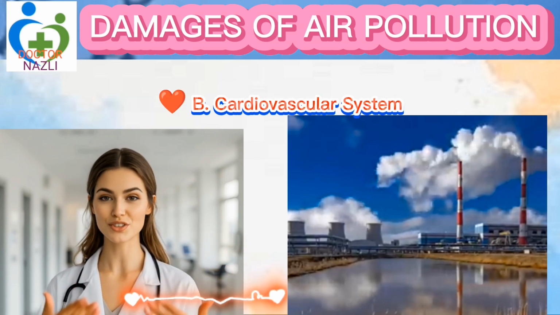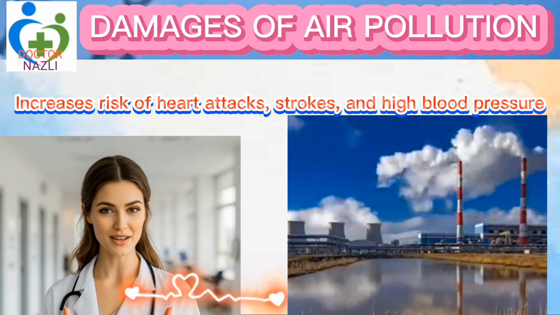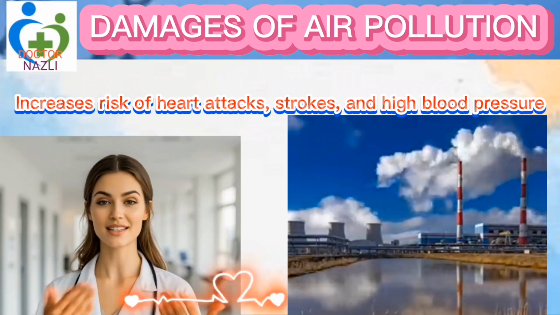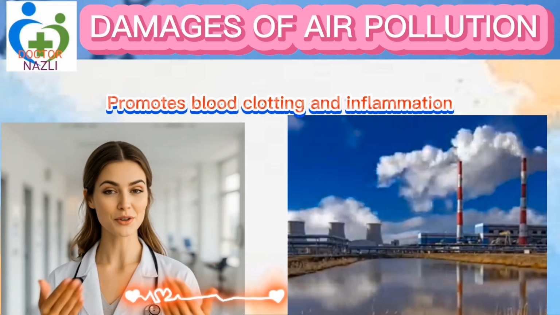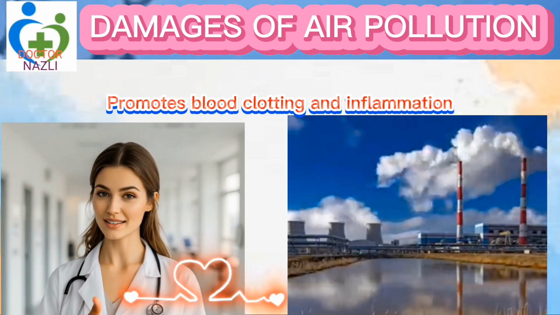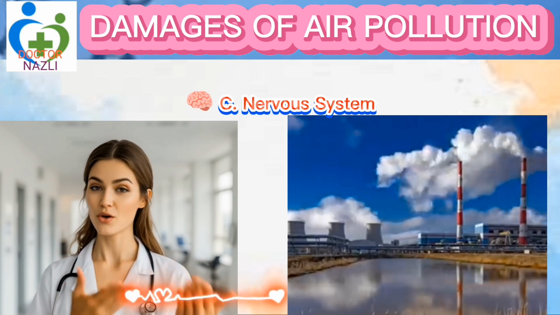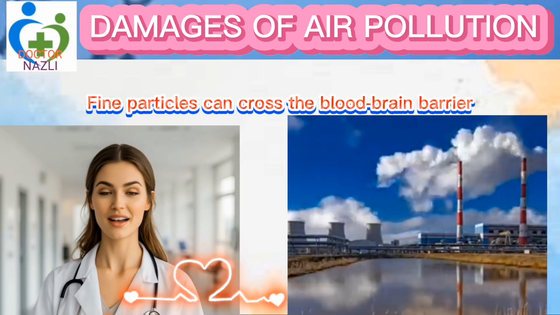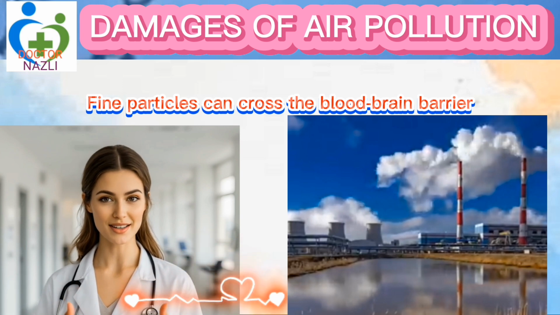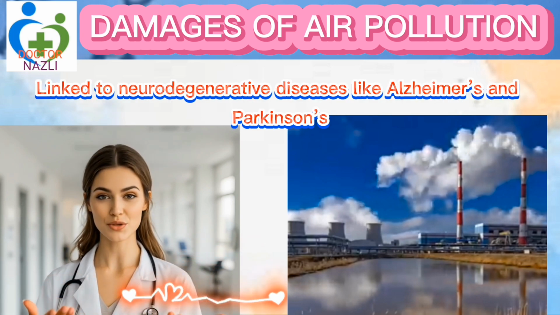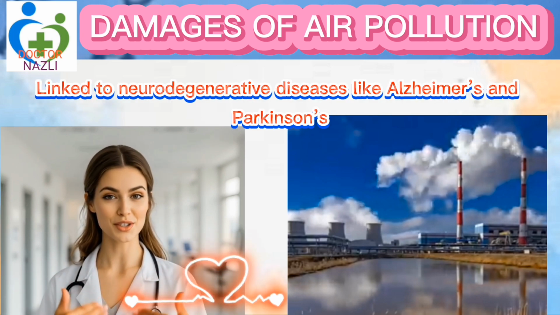B. Cardiovascular system. Increases risk of heart attacks, strokes, and high blood pressure. Promotes blood clotting and inflammation. Alters heart rhythms, arrhythmias. C. Nervous system. Fine particles can cross the blood-brain barrier, linked to neurodegenerative diseases like Alzheimer's and Parkinson's.